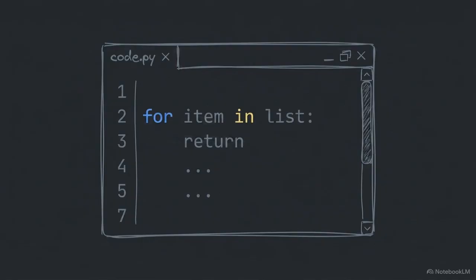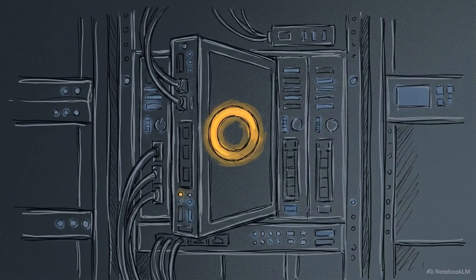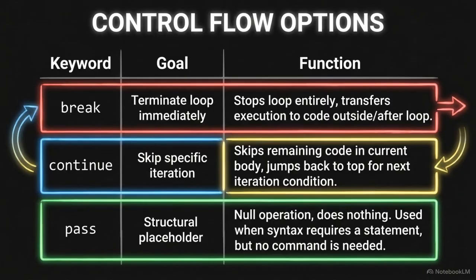We've covered the core structures of Python iteration. You use for loops when you have a known sequence of items, and you rely on while loops when you are waiting for a specific condition to be met. This table summarizes your control flow options. You apply break to terminate the loop entirely. You use continue to skip the current iteration and move to the next. And you insert pass when you need a structural placeholder that does nothing.